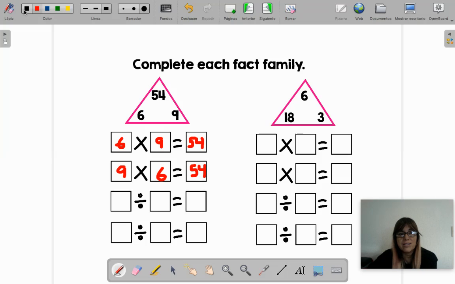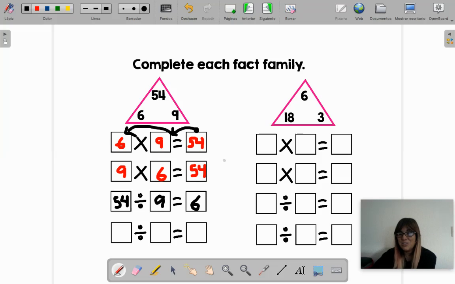Now comes what I just explained in the first example. To make our first division sentence, it's going to be this first sentence, but with division. And we're going to do it backwards. So if it's backwards, that means I begin here with the 54. That's going to be my first number. Then the next number back is 9. And the next number back is 6.